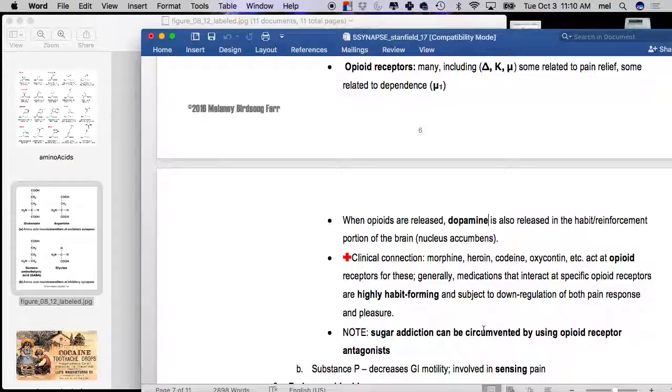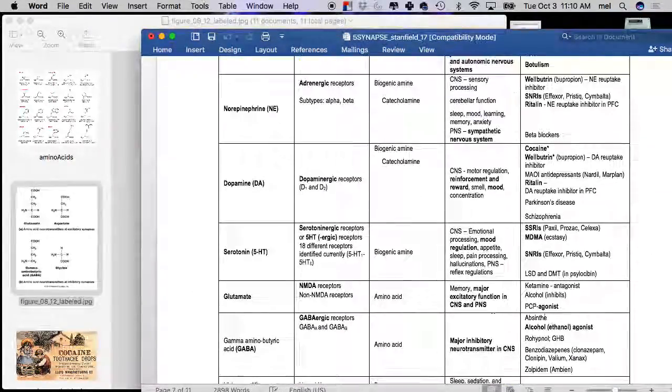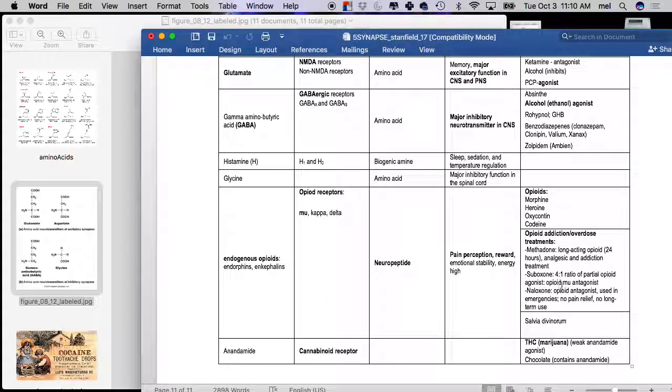Now let's talk briefly. A lot of times people will ask me, and I'm not going to ask you about this, but you guys may find it interesting. What about addiction and overdose treatments for opioids? What do those do? How do they interact with the system? You guys have heard of methadone before, right?